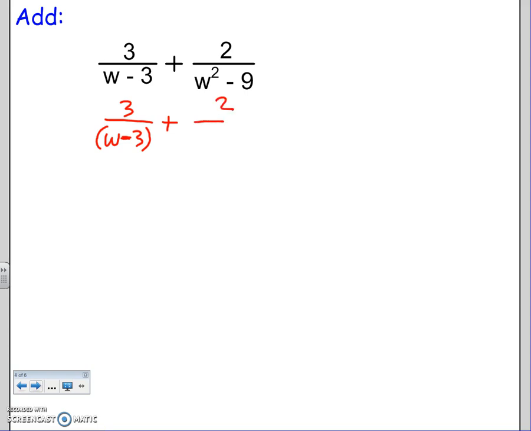Plus 2. This bottom, that's difference of squares. So I'm going to square both. Do 2 parentheses. W plus 3, w minus 3.